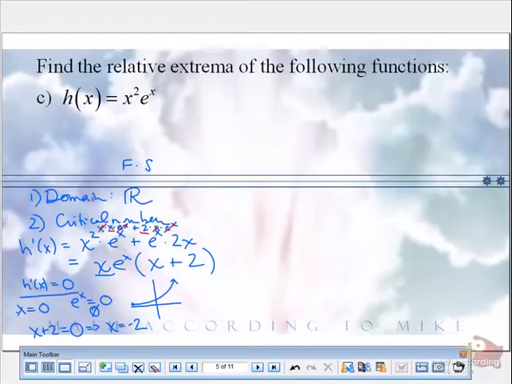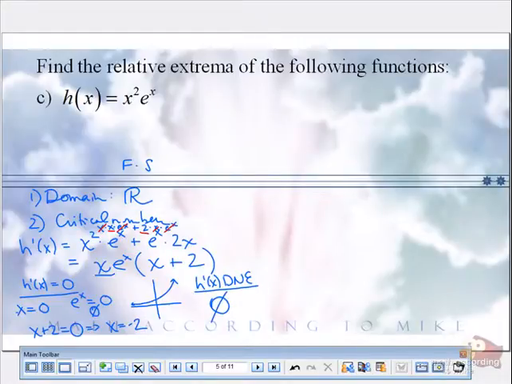Okay. How about the derivative not existing? Check your 3 things. Are there any fractions? Radicals? Logs? No. So, do we get any more critical numbers? No.